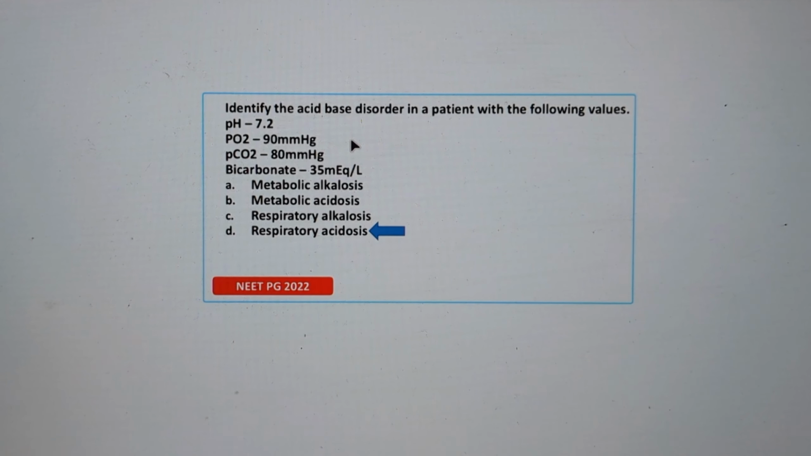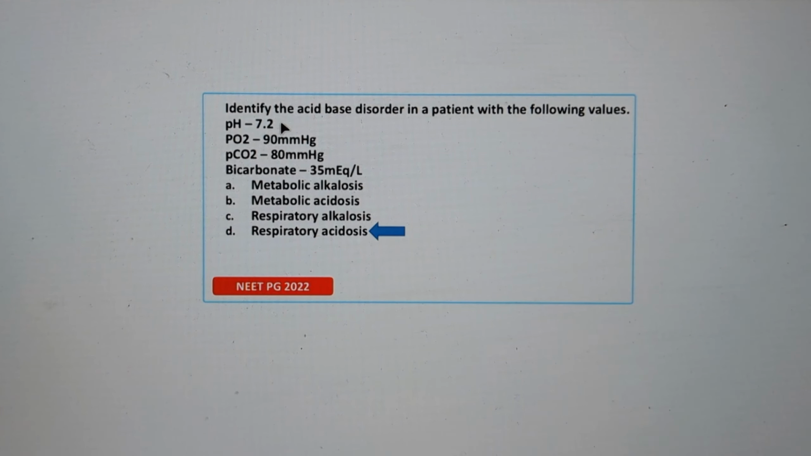We've got a question. Identify the acid-base disorder in a patient with the following values. pH 7.2, PO₂ 90 mmHg, PCO₂ 80 mmHg, and bicarbonate 35 milliequivalent per liter.